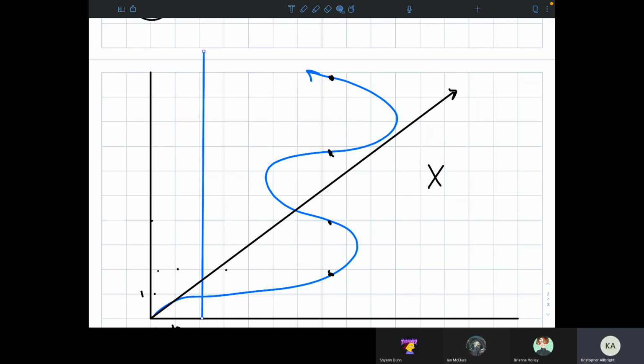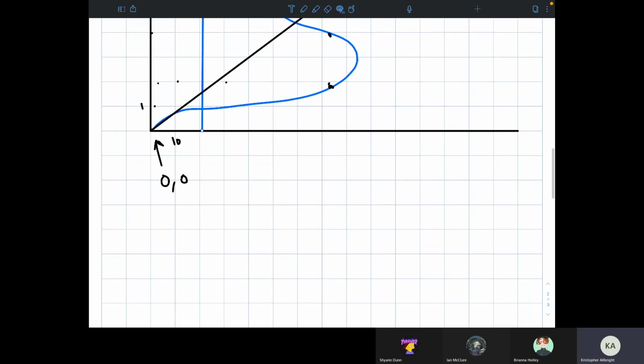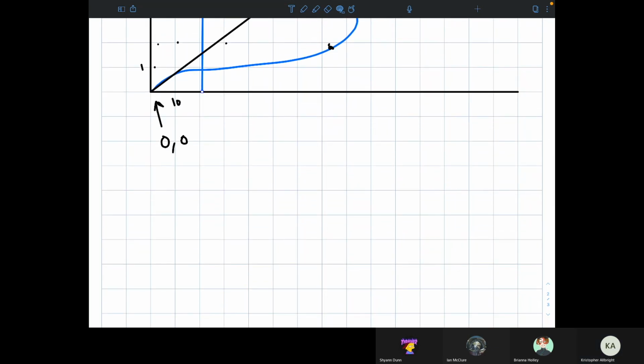So a lot of times what your work likes is it likes ordered pairs. So it'll make lists of numbers like this.